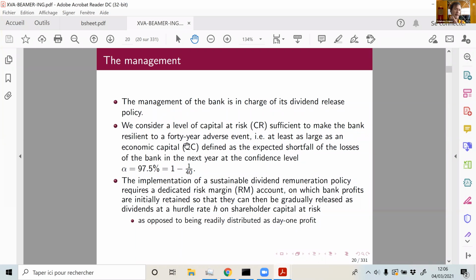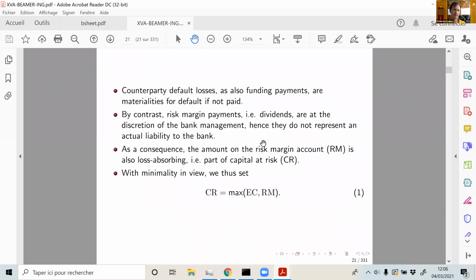So let's say every 40 years, there will be an exceptional loss of a magnitude that the bank will, on average, be able to face because the bank is constantly setting at risk this 1 minus 1 over 40 expected shortfall of its potential future losses over the next year. And again, because the risk margin is loss absorbing, but the regulator wants to see at least this target economic capital amount on the risk margin, on the capital as capital at risk.